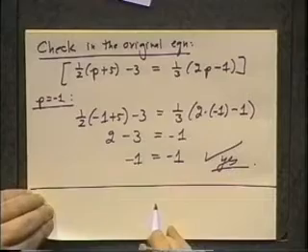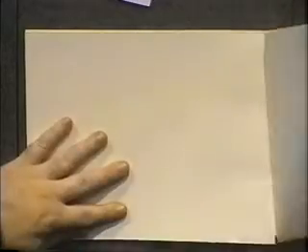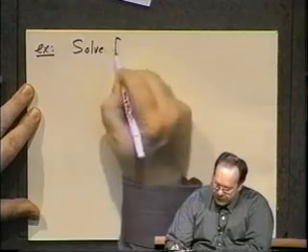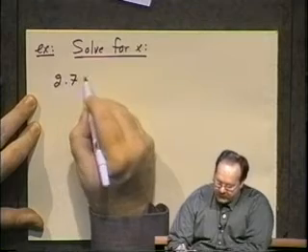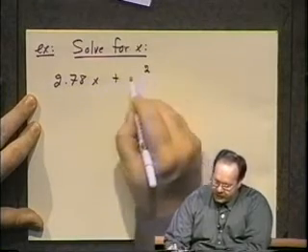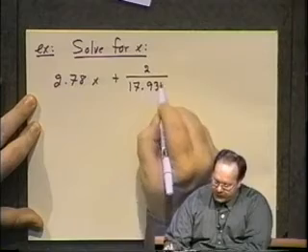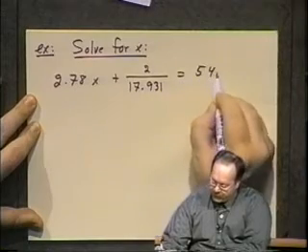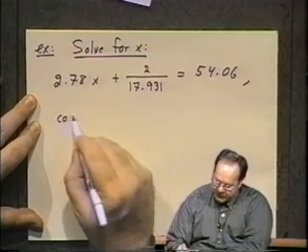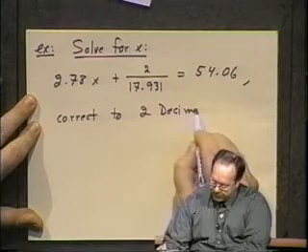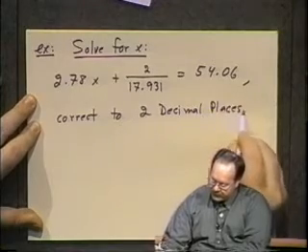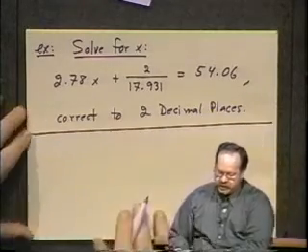All right. Let's do another example. And let's pick one with harder non-integer coefficients. Here's one. Solve for x, going back to our favorite variable. 2.78x plus 2 over 17.931 equals 54.06. And I want to solve it correct to 2 decimal places. As we saw in the last segment, that is truncation to 2 decimal places.